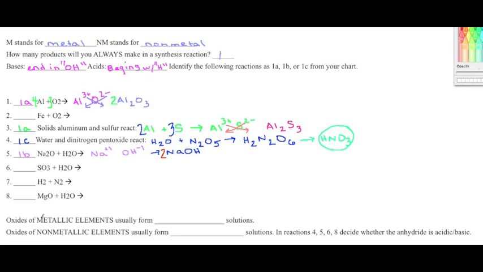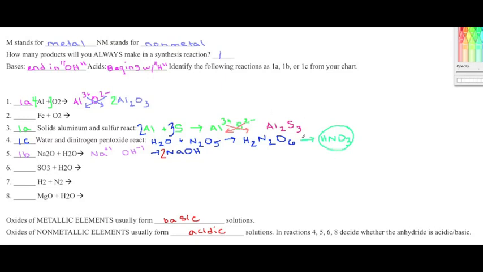If you notice, oxides of metallic elements, okay, if you look here, here's a metallic element oxide. Okay, it creates a basic solution. Okay, with that OH. And then non-metallic elements. So here's your non-metal oxide, because nitrogen's a non-metal, and here's your oxygen oxide, creates acidic solutions. Okay. So your last task in this homework assignment, go through 4, 5, 6, and 8 and determine whether it's acidic or basic. Okay? Anhydride meaning without water.